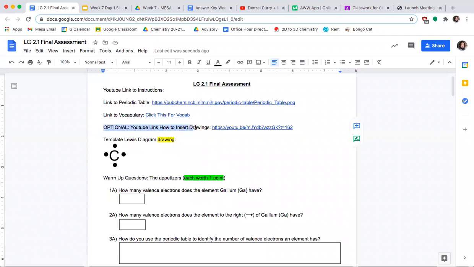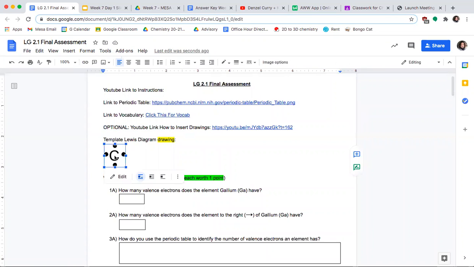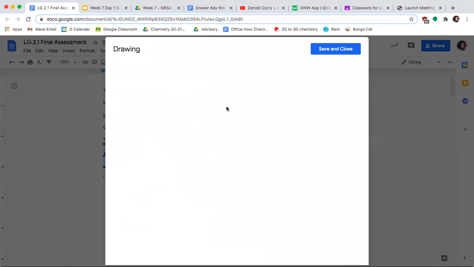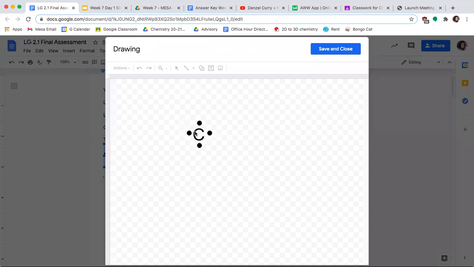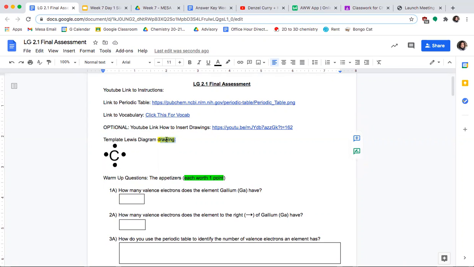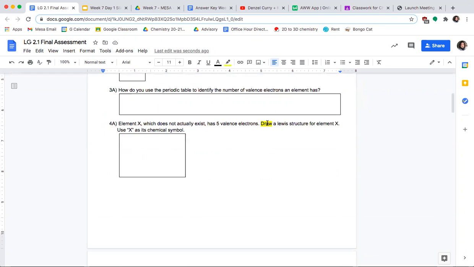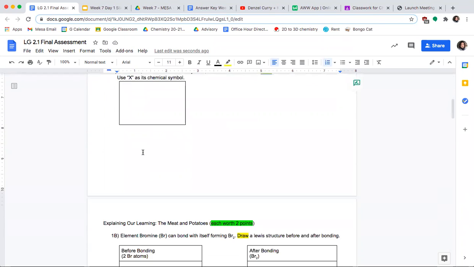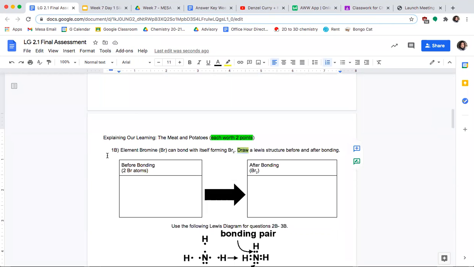Here's an optional video that helps you remember how to do these types of drawings that I have right here. Again, this is a template similar to what we used on the exit ticket the other day. You can take this and edit it to change it. Remember, it brings up this screen. You can change around this, and you can copy and paste this. That's why I've left it as a template for you, so that you can use it anywhere there's a drawing question, which is right here on question 4A, and right here on question 1B.